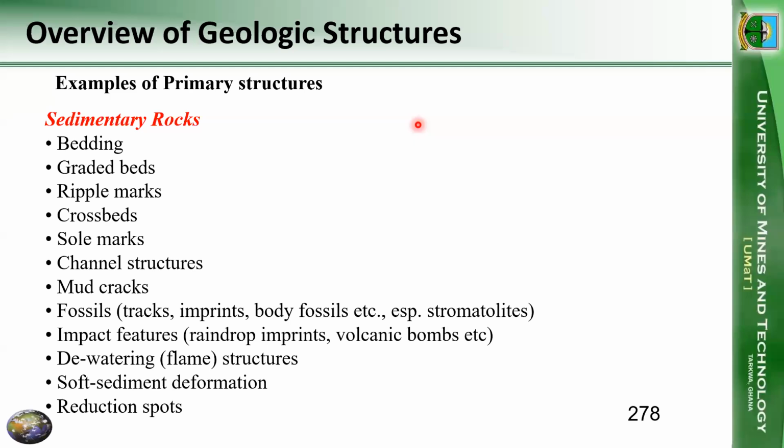So what are examples of primary structures? Examples of primary structures include bedding planes. In the course of formation of sedimentary rocks, based on the principle of original horizontality, we know sediments are deposited in what? Horizontal or nearly horizontal successions, right? So these layers, bedding planes, are primary structures.